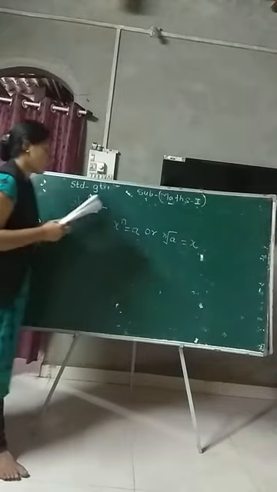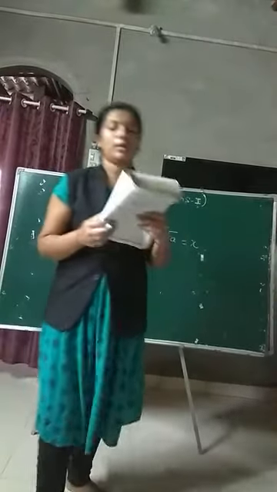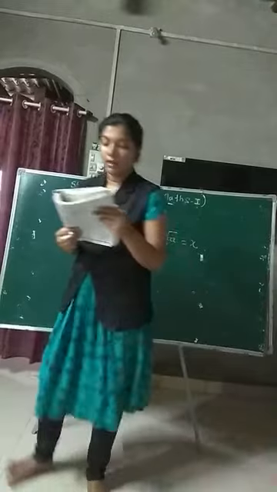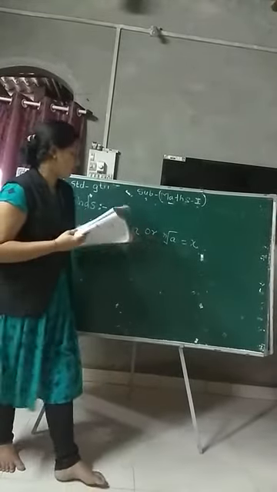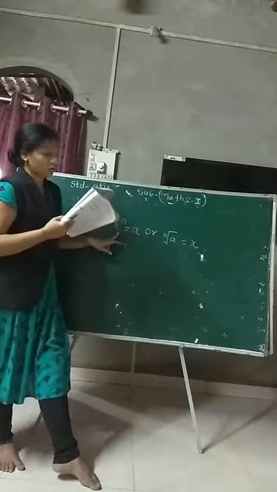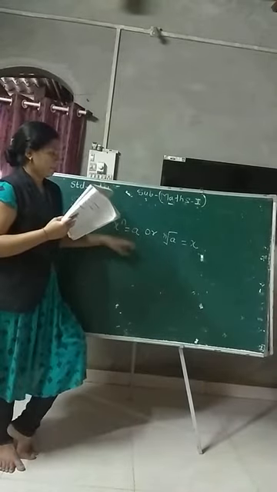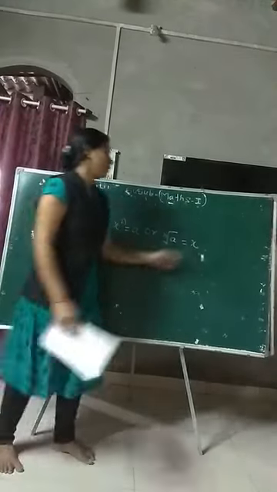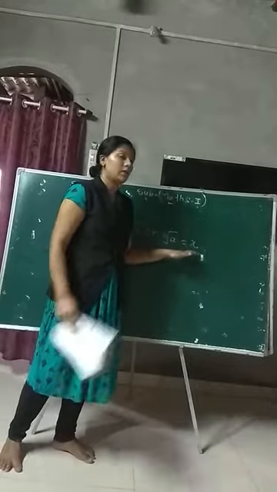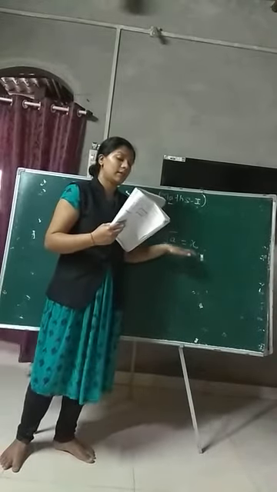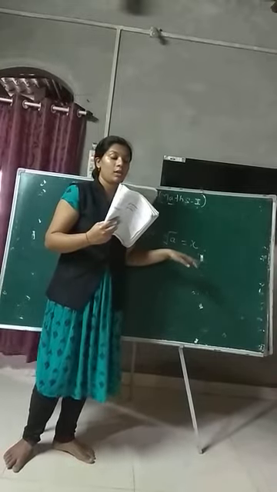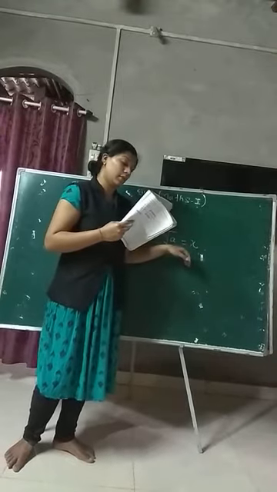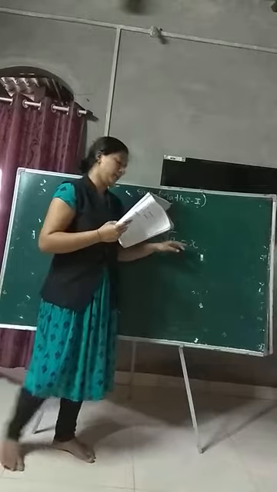If a is a positive rational number and nth root of a is x, and if x is an irrational number, then x is called a surd. Suppose we get nth root of a is irrational, then it is called a surd. A surd is an irrational number.